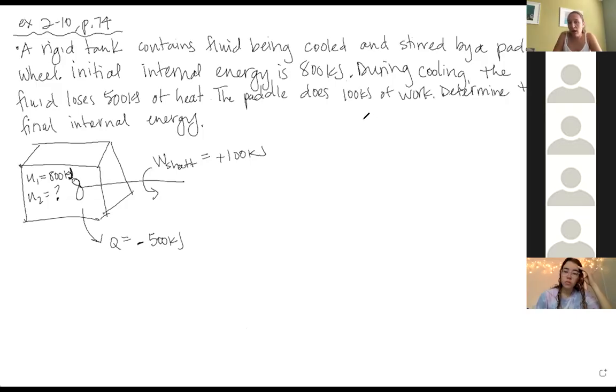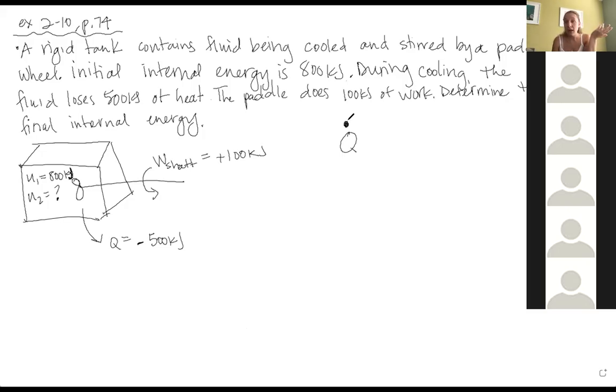And another thing, why did I just write Q and not Q dot, the rate of heat transfer? Because there's no time component. We don't have any time component included in this question. If there was a time component, like if we were looking at the system over the course of an hour, then we would be using the rate of heat transfer, this Q dot here. Great.